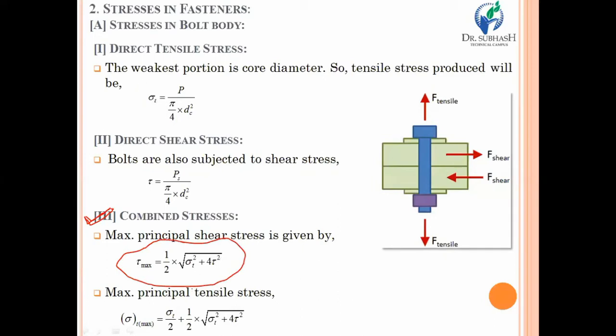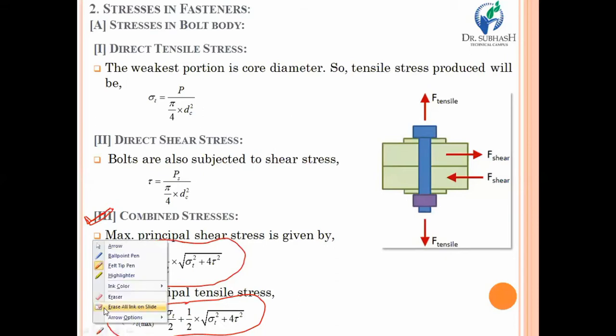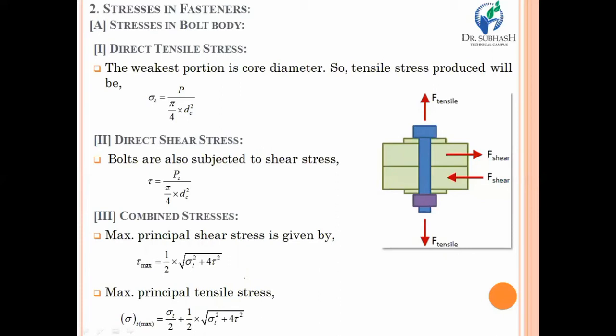If you are going through the principal tensile stress theory, suppose you observe that our connected or joint members are subjected to more tensile stress as compared to the shear stress, you should go for the maximum principal tensile stress theory. The relation for the maximum principal tensile stress is: sigma T max is equal to sigma T upon 2 plus 1/2 under root sigma T square plus 4 tau square. So these are the types of stresses that are set up in the bolt body.